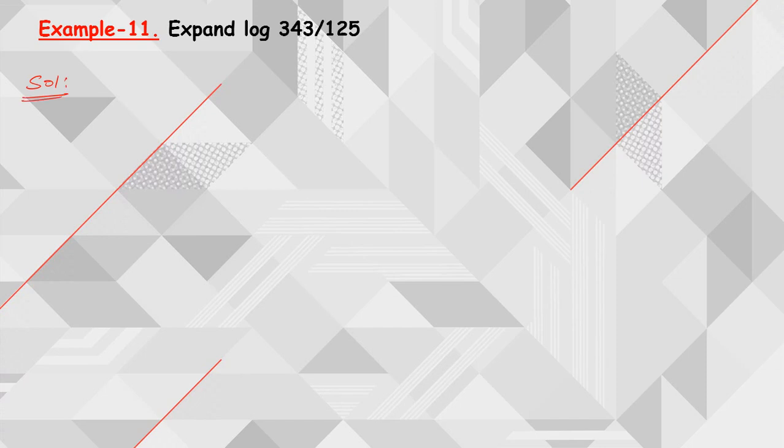Next, moving on to the examples that are given in our textbook. Let us see these examples. Logarithm of 343 by 125. This I can write as log of 343, which is 7 power 3, divided by 125, which is 5 power 3. Again, using the laws of exponents, I can write this as log of 7 by 5 whole cube.